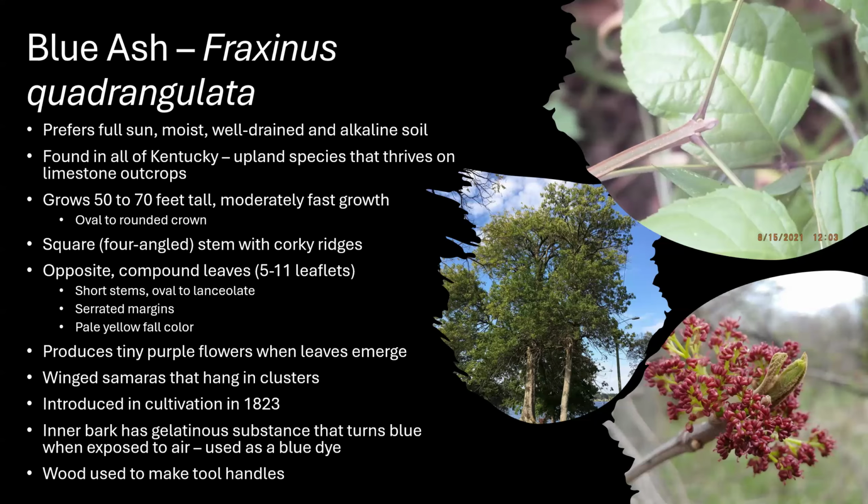So an interesting characteristic too with the blue ash specifically, why it's also called the blue ash as its common name, is if you look at its internal bark, its inner bark, it has this kind of jelly-like substance that whenever it's exposed to the air, it kind of becomes more of a blue color. And actually that was used as a blue dye, very commonly used as a blue dye to even color yarn. And so, it also served a purpose there. So that's another reason that it gets its common name from.